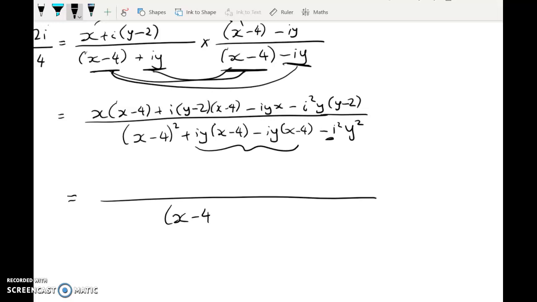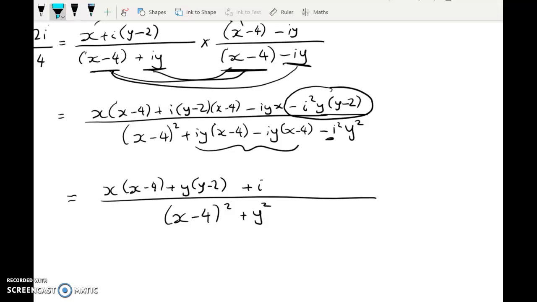So in the denominator, we've got x minus 4 squared plus y squared. And up here, I'm going to reorder it with my real stuff first. So x times x minus 4. This is a real term, and it's plus y times y minus 2. And then I'm going to collect up the imaginary part together. So we'll just factorize the i out here. So we've got i times, let's see, xy minus 2x plus 4y plus 8 minus xy.